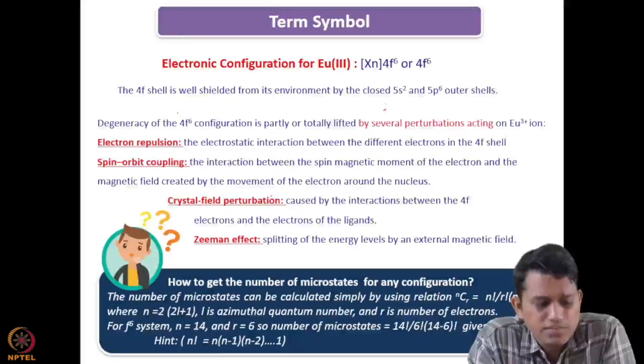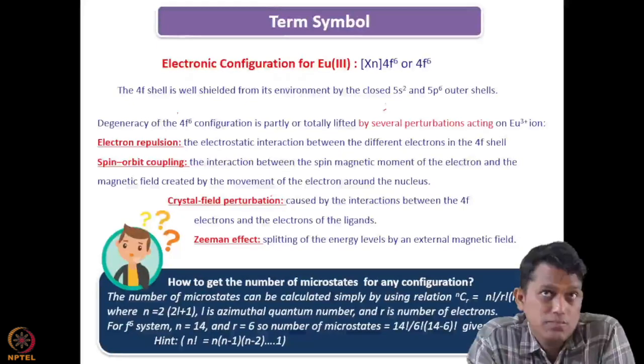And as I've written here, for the case of europium, which has a configuration of 4f6, its degeneracy can be lifted either partially or totally by several perturbations acting on this ion, such as the electron-electron repulsion, the spin-orbit coupling, the crystal field perturbation, and sometimes the Zeeman effect. I hope you have a basic understanding of spin-orbit coupling.